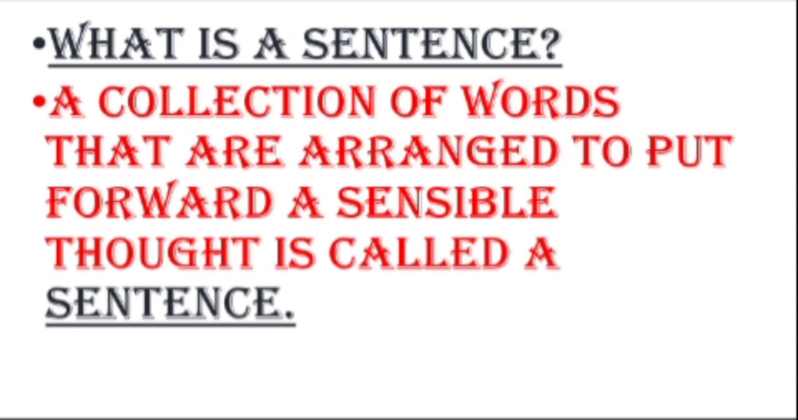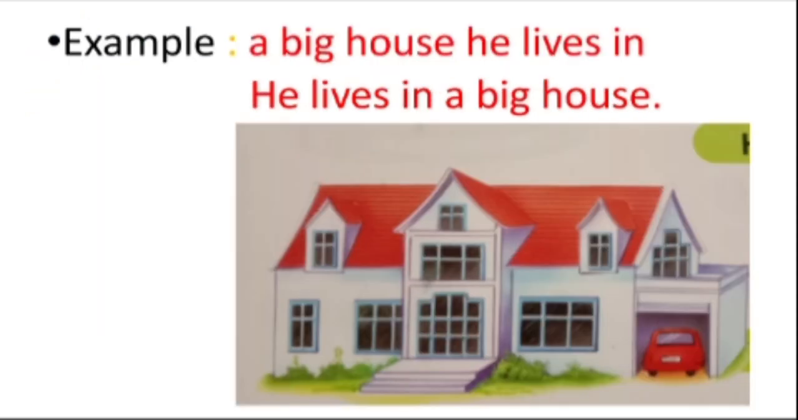So students, now let's understand this with the help of an example. A big house he lives in. Now, though these are a group of words, it does not make a complete sense. So, we cannot call this a sentence, isn't it? Yes. Now, let's rearrange this group of words. He lives in a big house. Now, this group of words makes some sense. So, it is called a sentence. Have you all understood? Yes.